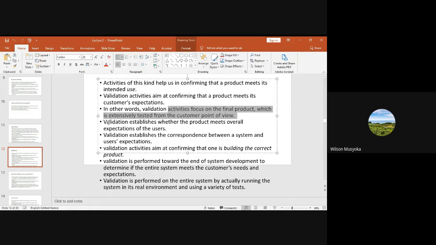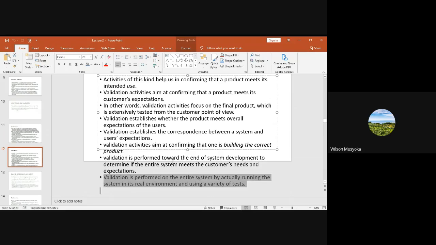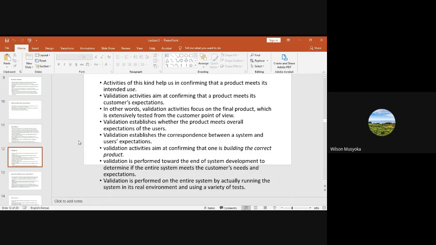So the user will have some expectation in mind, or they will be checking against the requirements that they give, and the system will also be having some standard which it needs to meet. So that is where the correspondence comes in. And when we are looking at the correspondence, we are just trying to confirm that one is building the correct product, and the end product is meeting the customer's needs and expectation. So validation, unlike verification, which was being performed at each stage of the system development, is performed on the entire system, and it is performed during runtime, or in the real environment where the system is being used. So that is the difference between verification and validation.